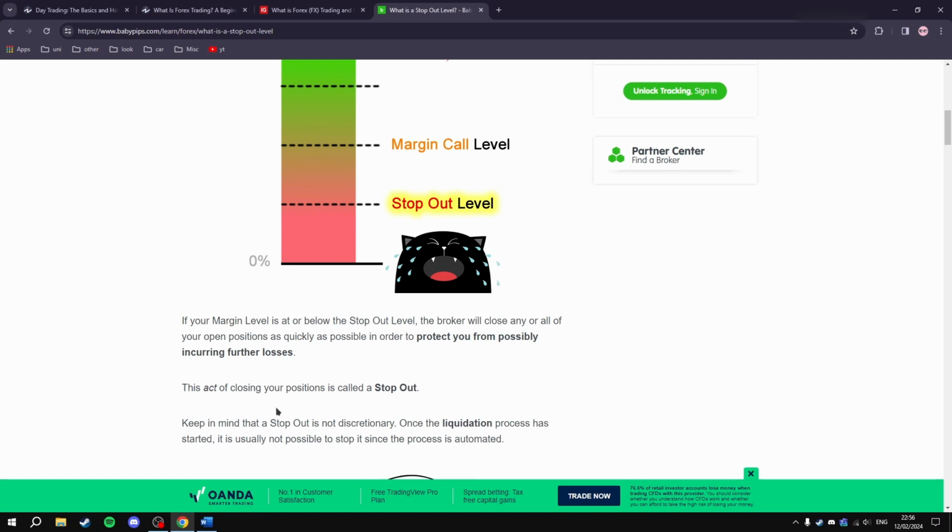If your margin level is at or below the stop out level, the broker will close any or all of your positions as quickly as possible in order to protect you from possibly incurring further losses.